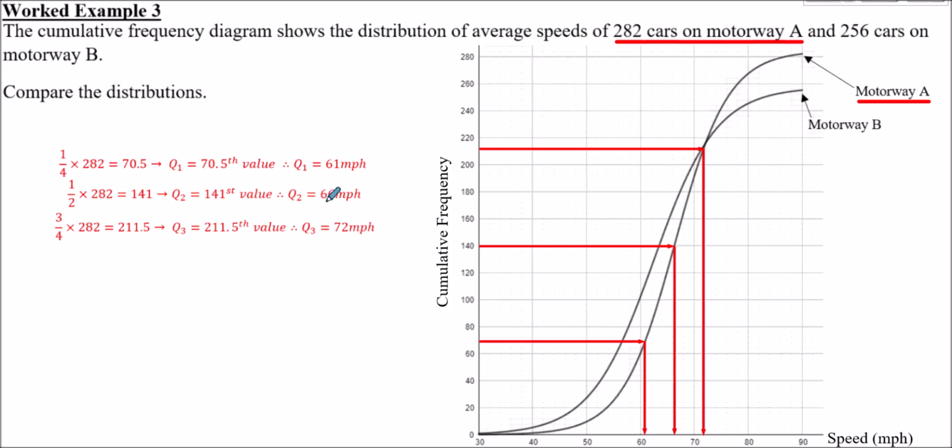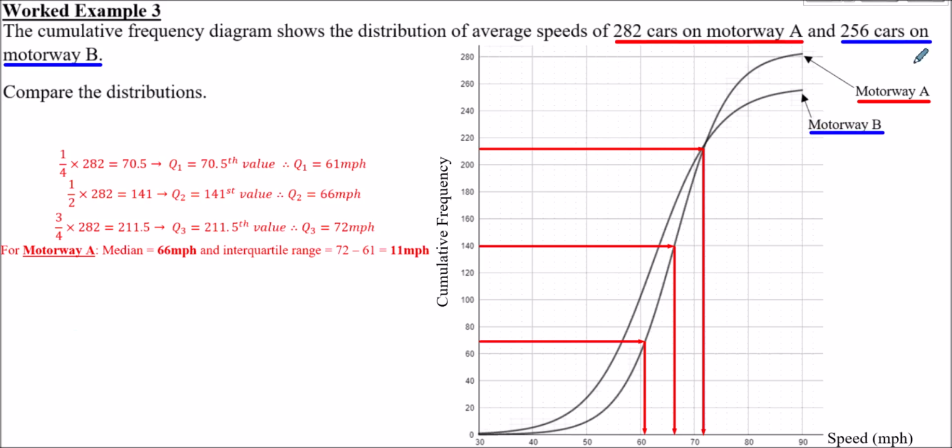So now for motorway A, we've got the median and we can calculate the interquartile range. So for motorway A, median 66, interquartile range of speeds is 72 take 61, which is 11. We can now do the same for motorway B. So motorway B, I'm going to do in blue.